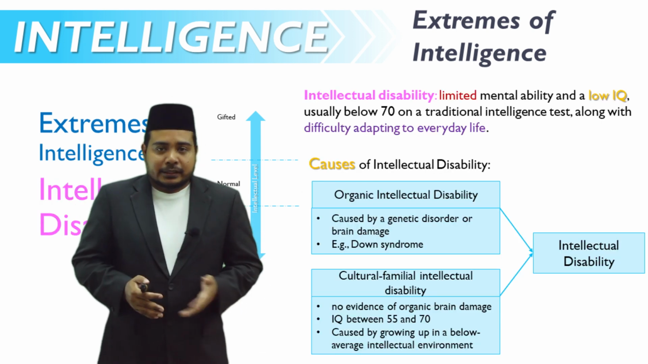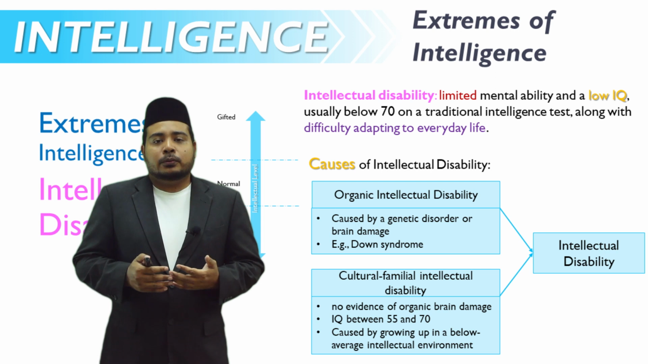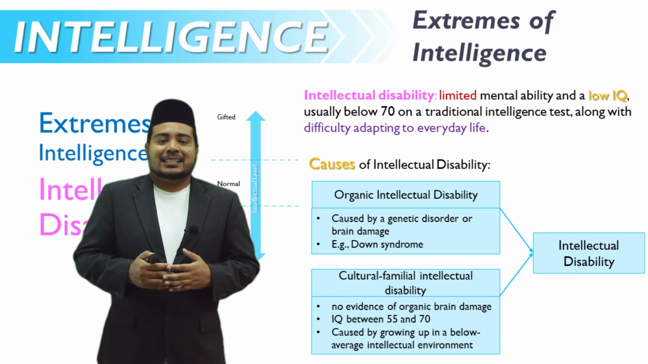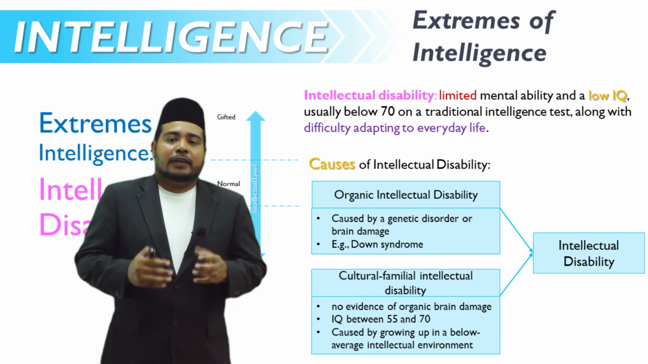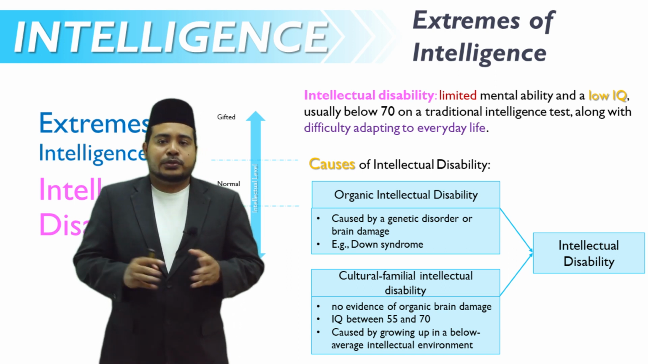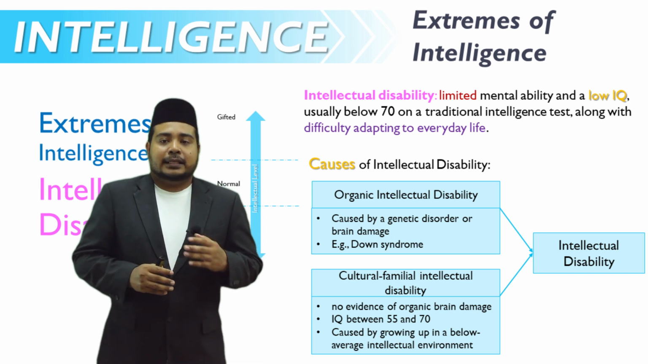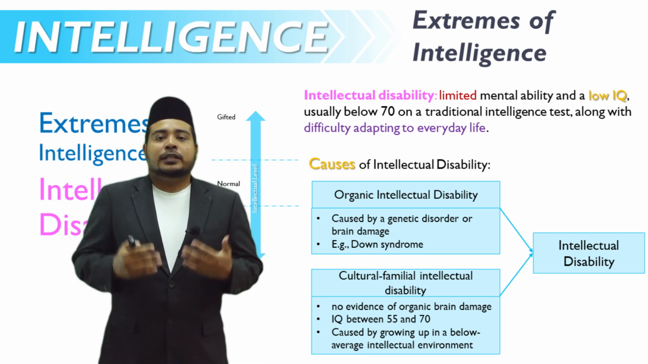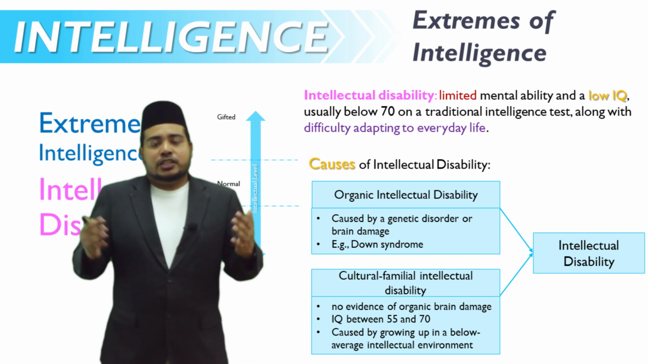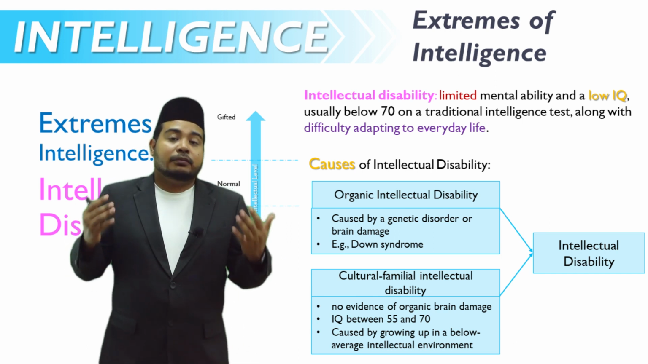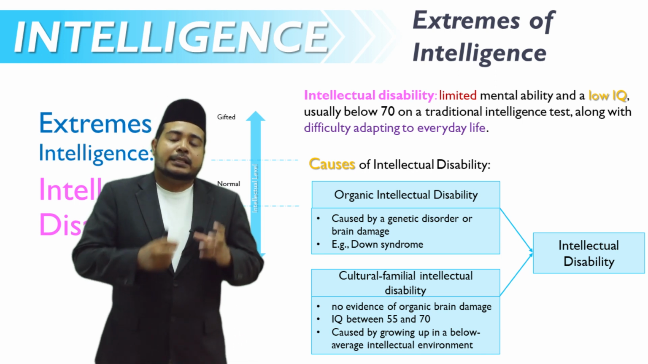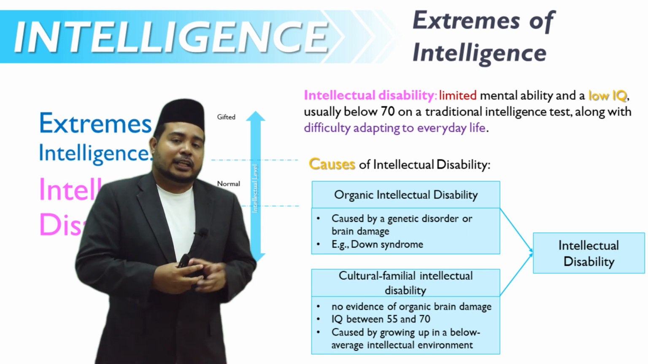In comparison, on the other hand, people who score lower than 70 are the group that we regard as having intellectual disability. They have limited mental ability and a low IQ, usually below 70 on a traditional intelligence test, and they usually demonstrate difficulty adapting to everyday life. There is a lot of discussion among psychologists, and even among developmental psychologists, on why there are people who experience this sort of disability, which is intellectual disability.